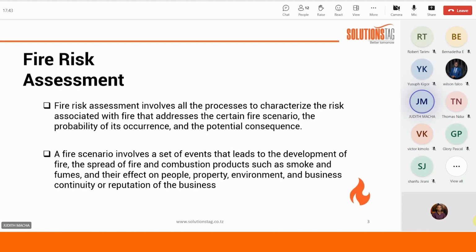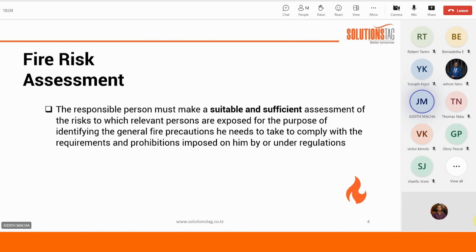So that is basically what you are speaking of when you speak of fire risk assessment. In just a few words, you can say it's an organized look at your premises, be it a premises or a workplace, to see what can actually lead to fire, or lead to harm due to fire, in that kind of environment.